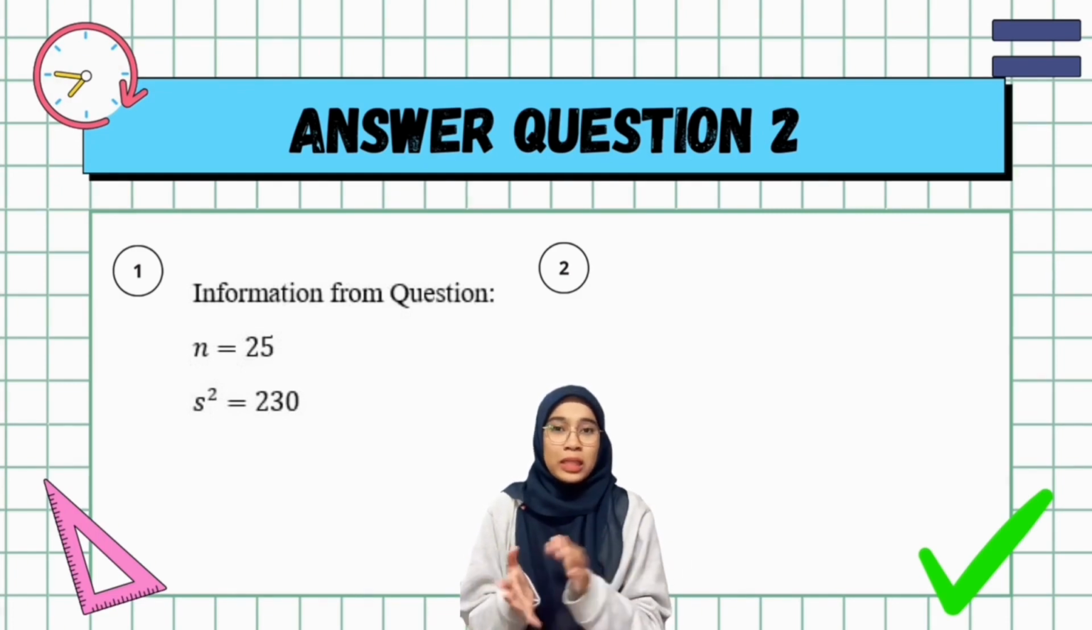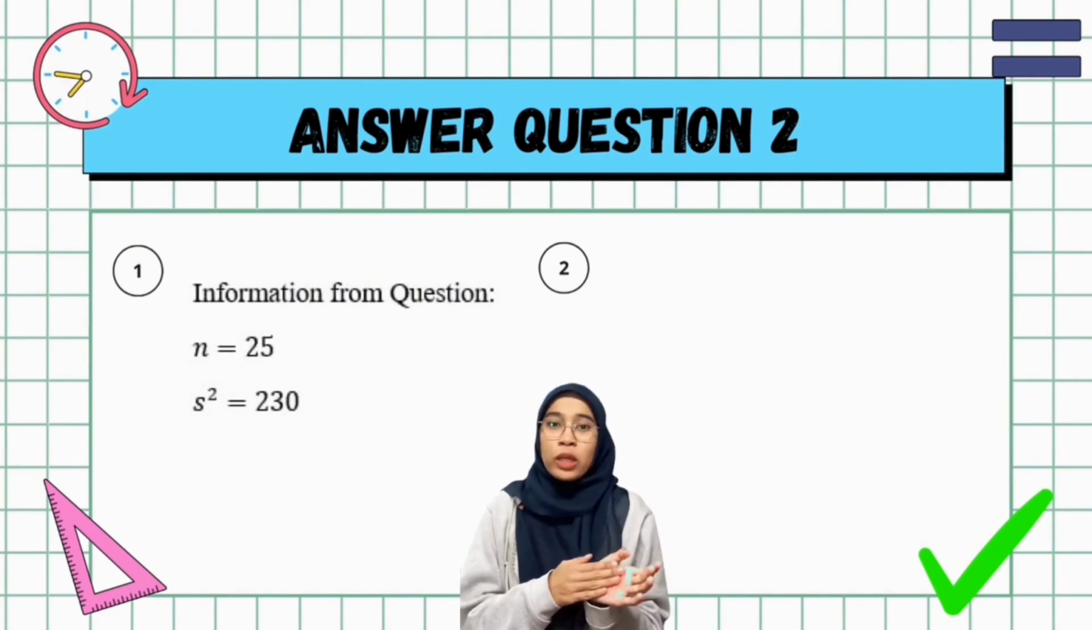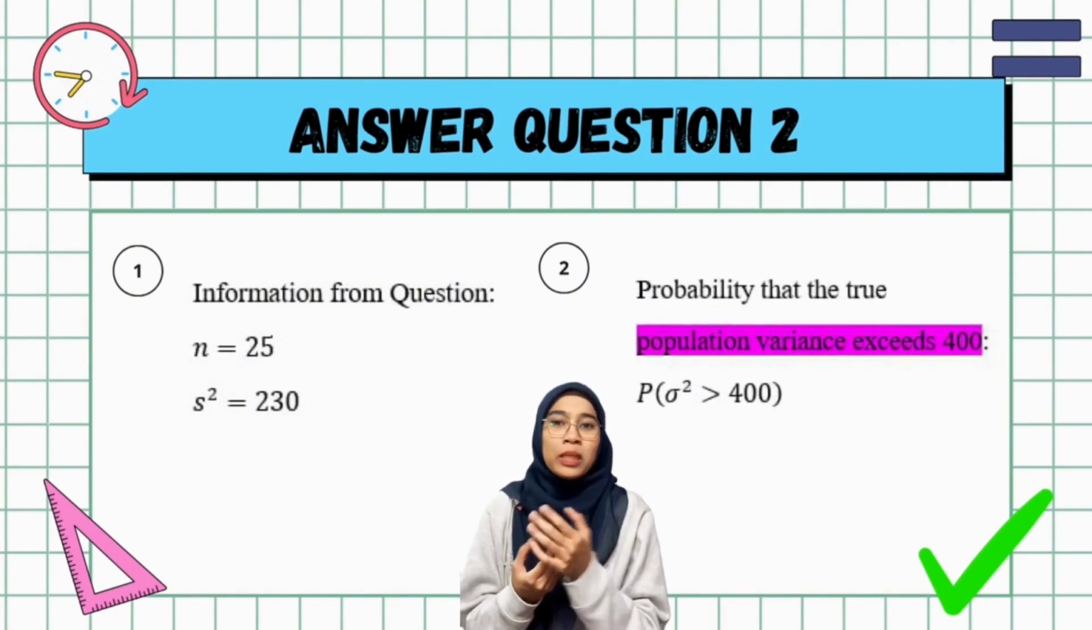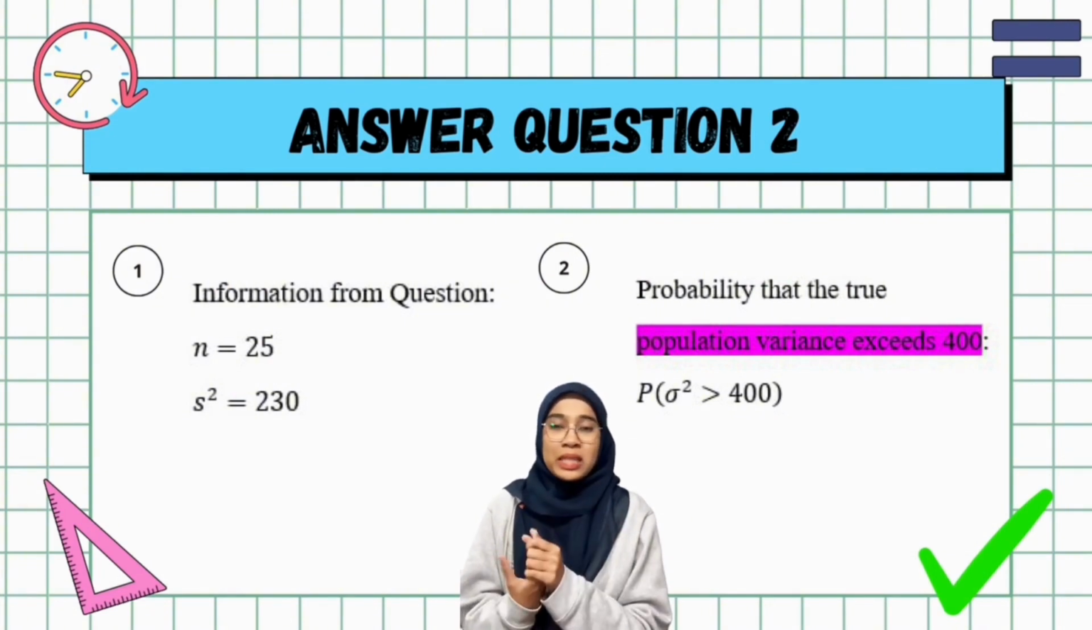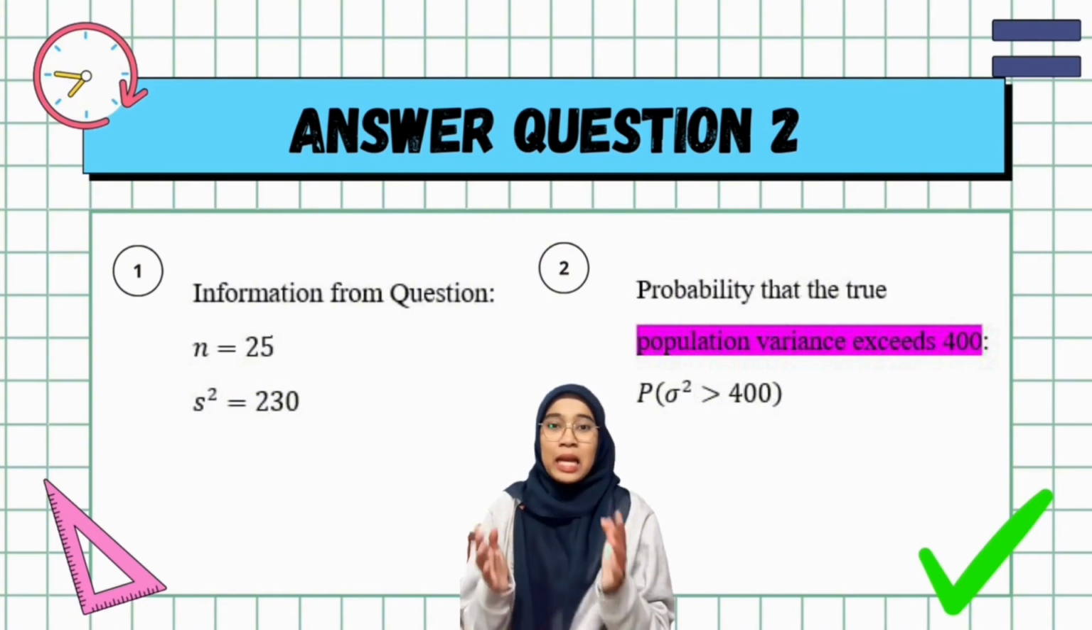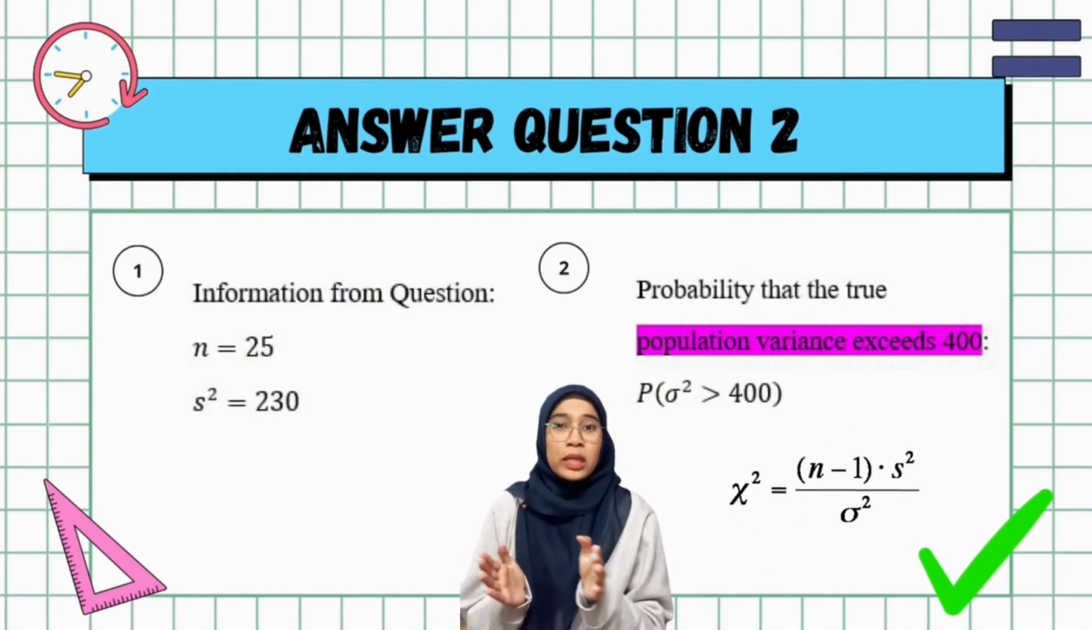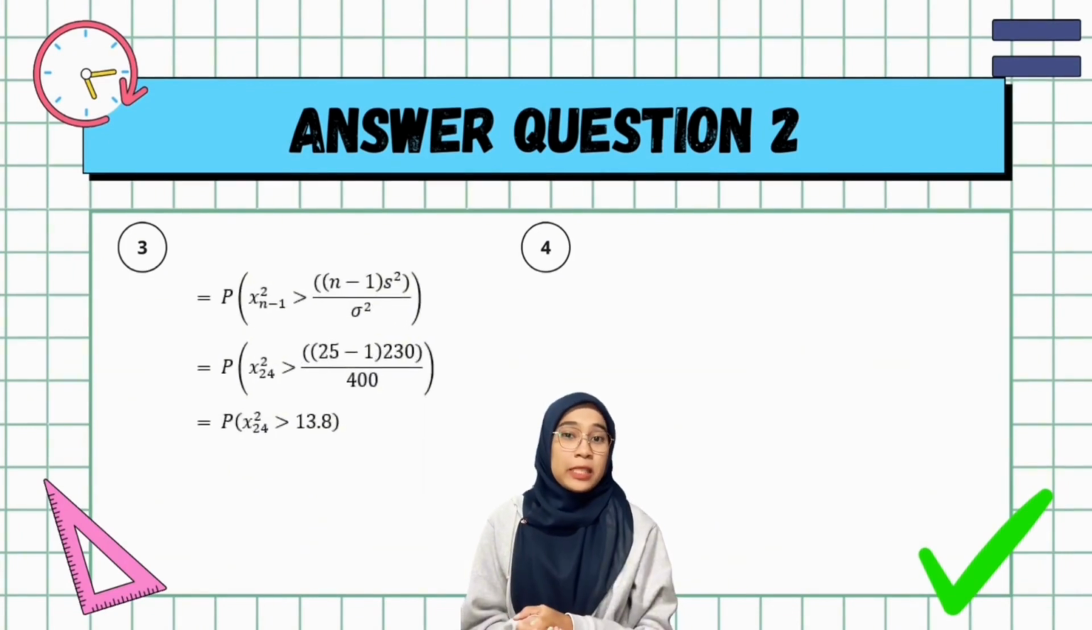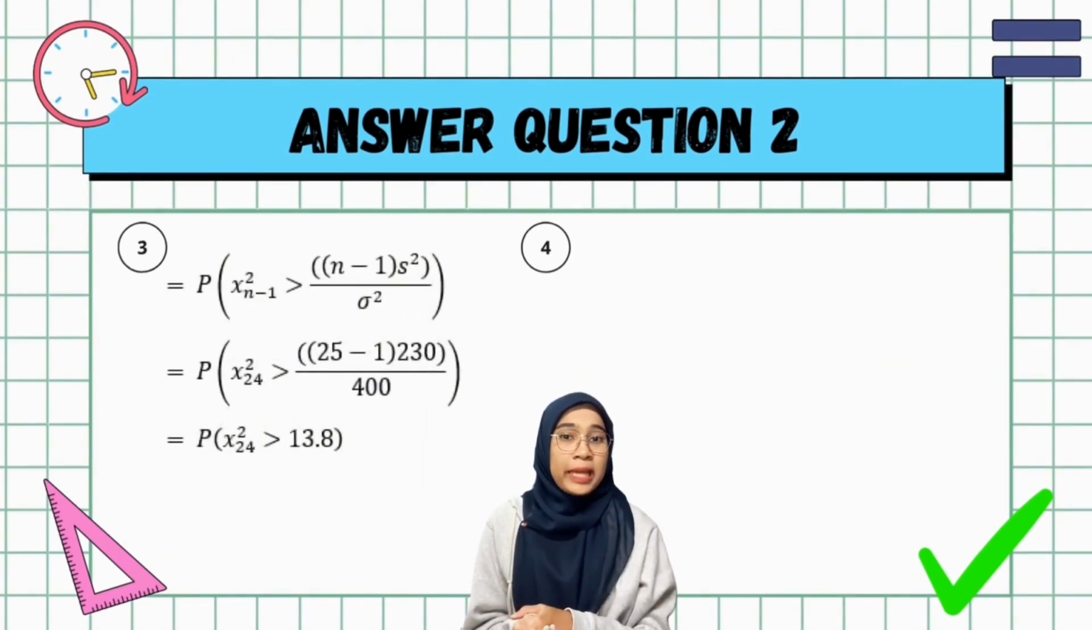The next step is to figure out what the question wants, which is to find the probability that the true population variance exceeds 400. So to avoid making a mistake, let's highlight the question first. Then we can write probability population variance, which is denoted as sigma square, greater than 400. Now, recalling the formula for calculating a chi-square statistic, which is chi-square equal to n minus 1 times sample variance divided by population variance. The third step is we substitute all the values given in the formula and calculate them.